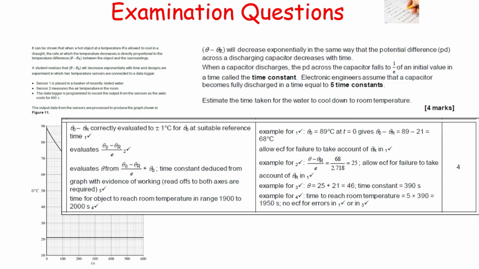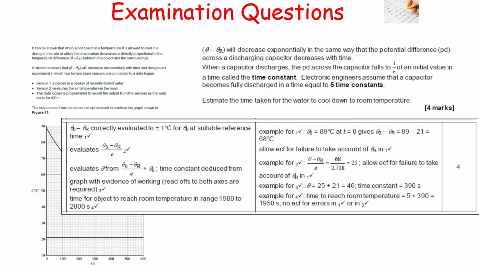Now we can divide that by e, because we're saying it falls to 1/e of the value. The difference is 68, we divide it by e to get 25, and we then add in our room temperature again, because we're looking at the temperature relative to room temperature. So 25 plus 21 equals 46. Now how can we work out what our time constant is going to be? We use the axis: it's the time taken to fall from 89 to 46.